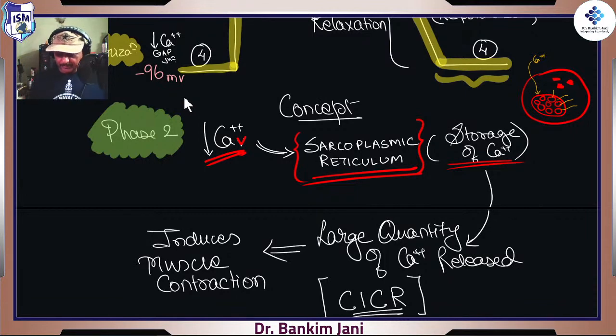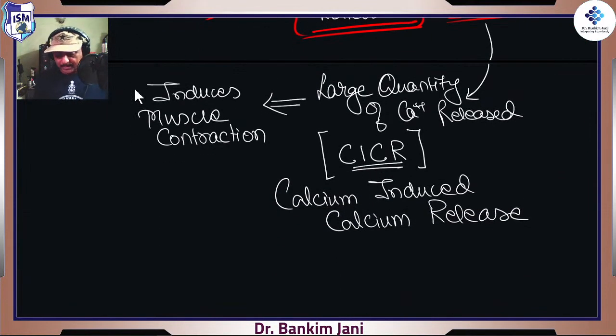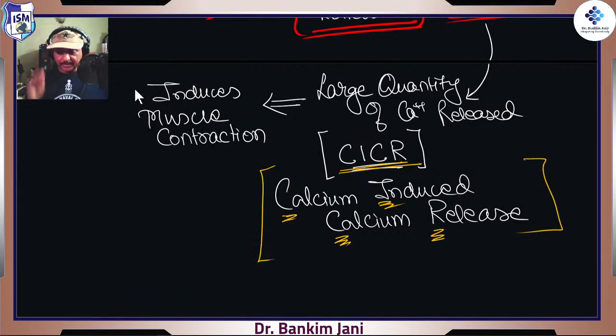So this piece of information is what is called CICR, calcium induced calcium release. What we really want to say is that a small amount of calcium will release a large amount of calcium. Like in many aircraft, the small engine works, but it triggers the large engine, and that's how the aircraft works. Same way over here, a small amount of calcium induces release of a large amount of calcium.